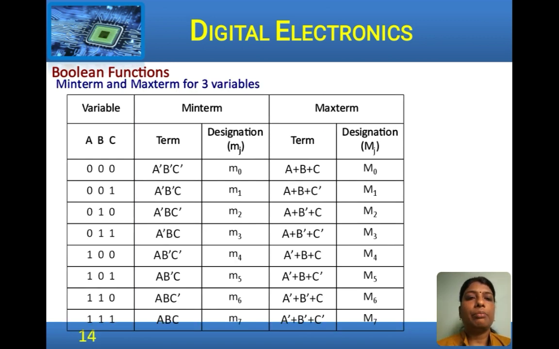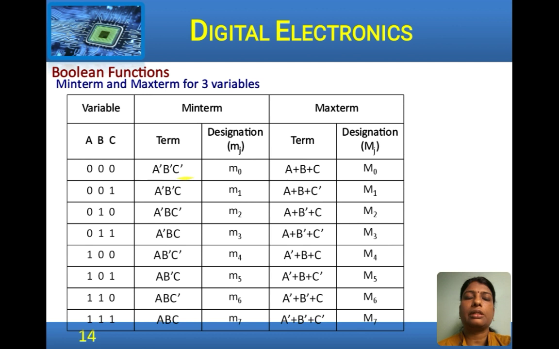So, representing the min terms and max terms for three variables in a tabular form, a truth table. Notice the first column gives the variables, three variables a, b, c. All the combinations from 0, 0, 0 to 1, 1, 1 are represented and the min terms are represented using the variables. So, the first min term is a dash, b dash, c dash.